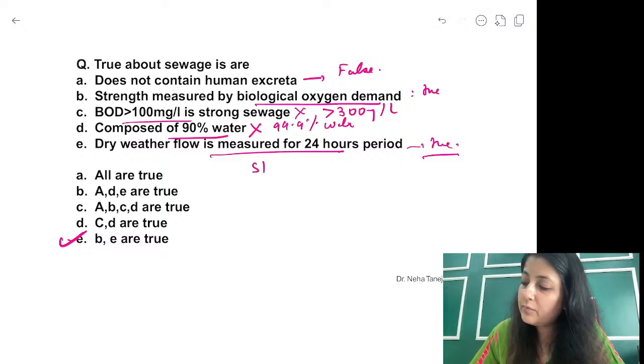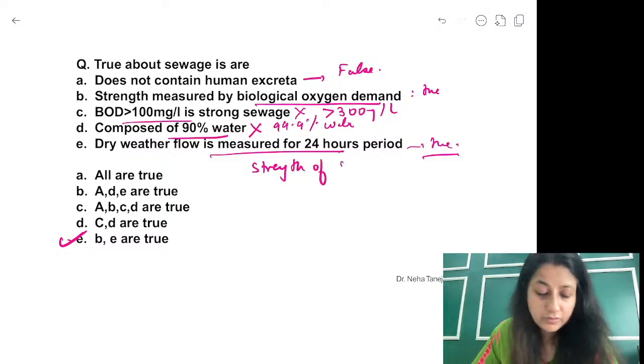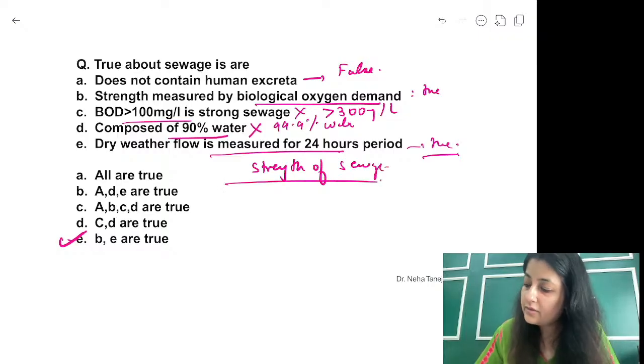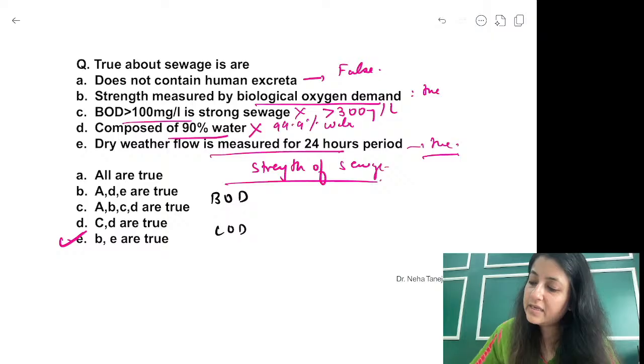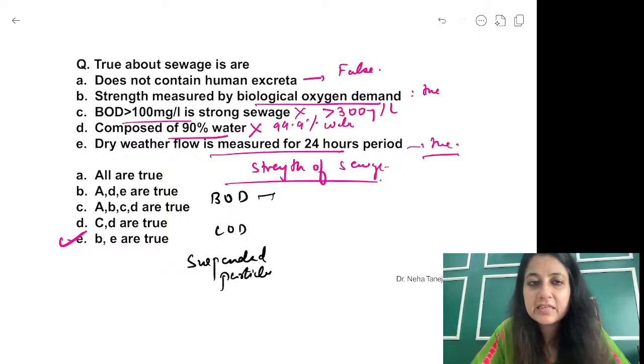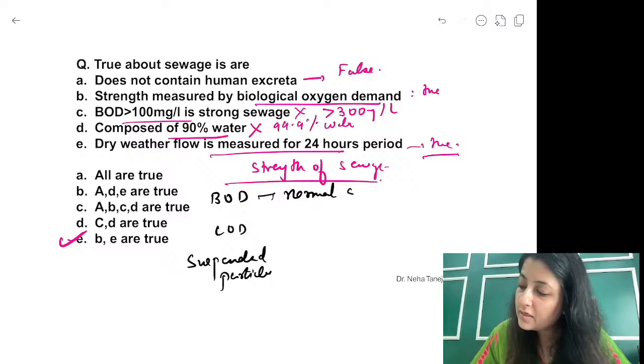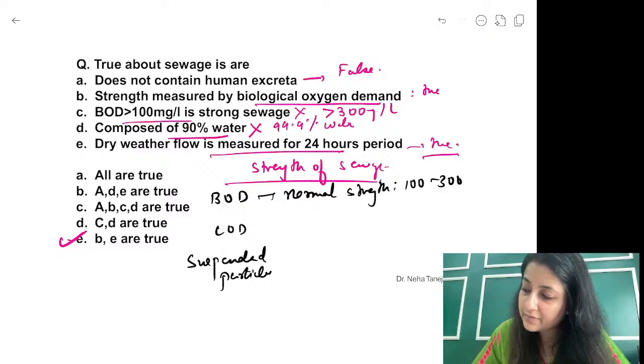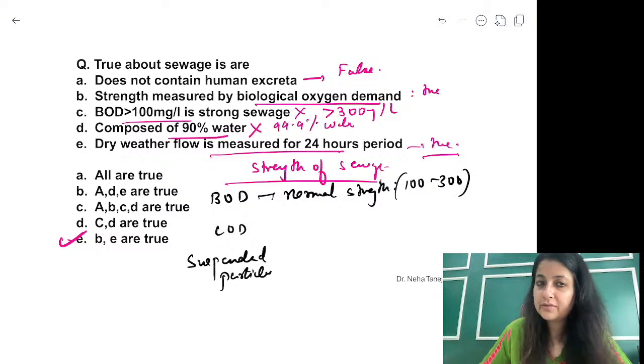Now guys, remember when you talk about strength of sewage, you can measure the strength in terms of BOD, COD, suspended particles. BOD is just how much oxygen is demanded by the organisms to treat sewage. Normal strength sewage in terms of BOD is 100 to 300. Therefore, strong sewage is more than 300.